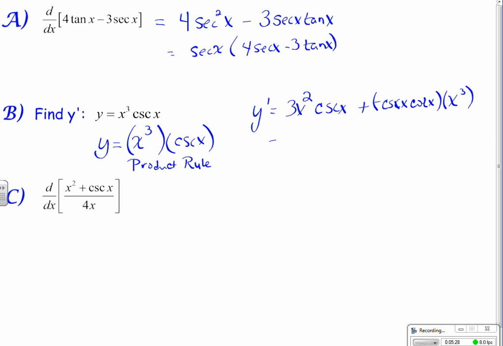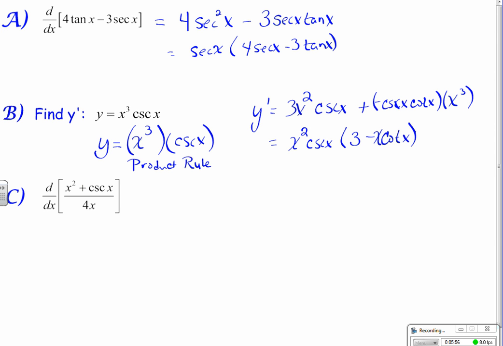And let's see, what do they have in common? I see an x squared in common and a cosecant x, which I could pull out, and that would leave me with a 3, a minus sign, a cotan x, and we pulled an x squared, so it's going to leave us an x. I think I'll put it in the front there, and that would be a factored form of the previous line.